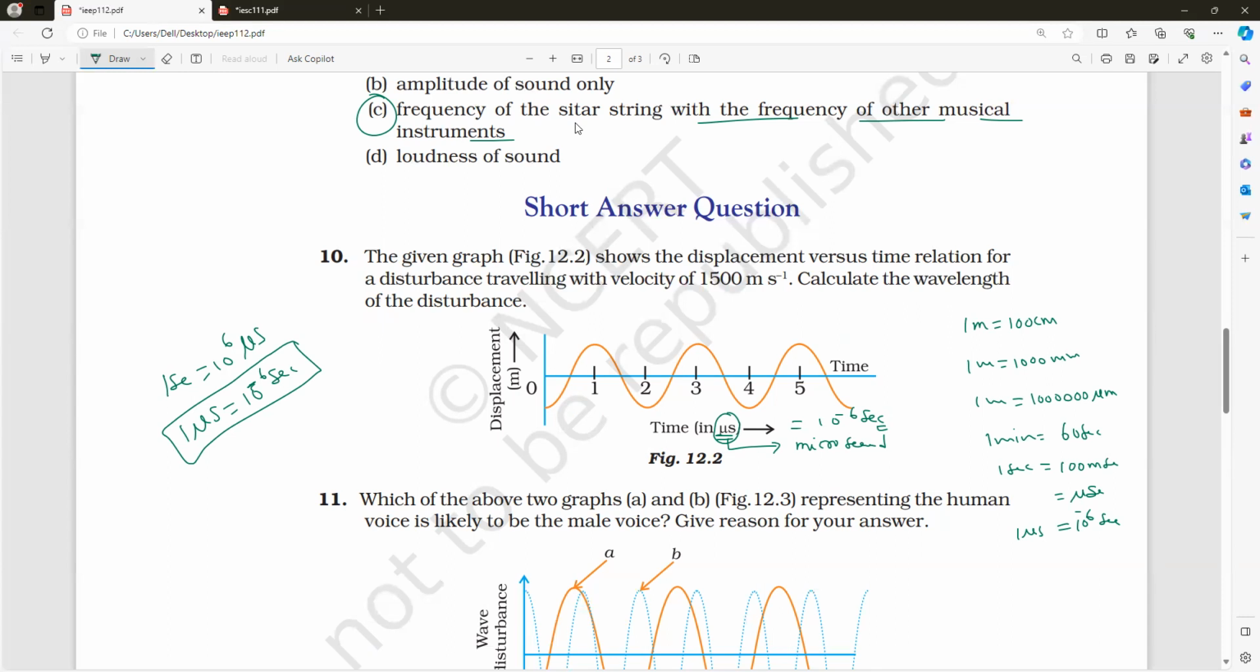Now, the given graph shows the displacement versus time relation for a disturbance traveling with a velocity of 1500 meter per second. What is the velocity, capital V? Velocity is equal to how much, everybody? 1500 meter per second. Next, calculate the wavelength they are asking.